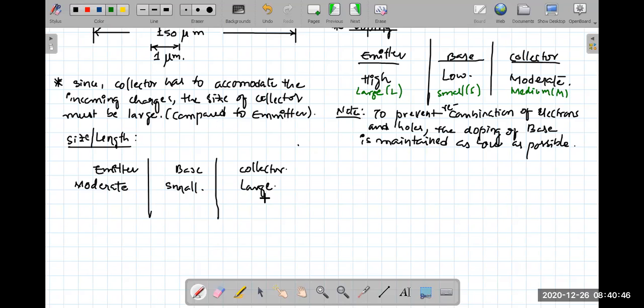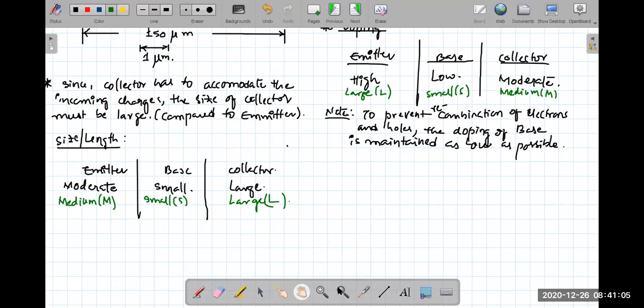Now here, how I remember it is: the size of the collector must be large, L. This is medium, M. Small, S. Large, medium, small. Is that okay?